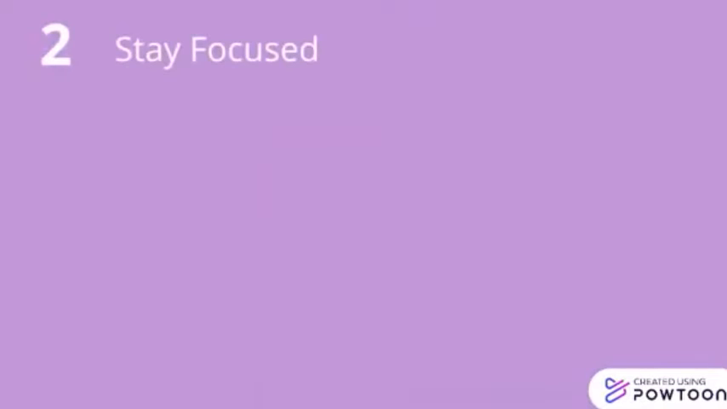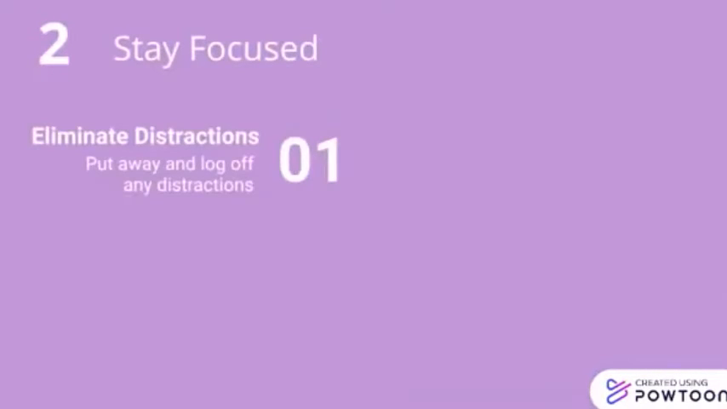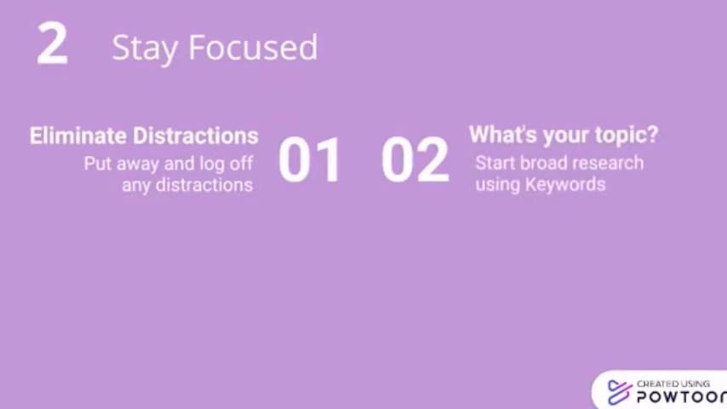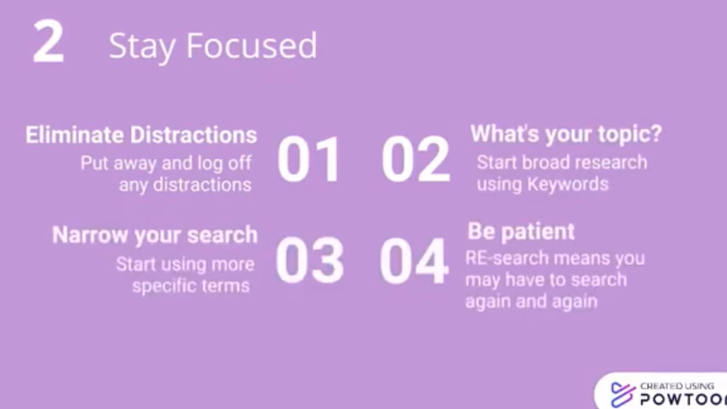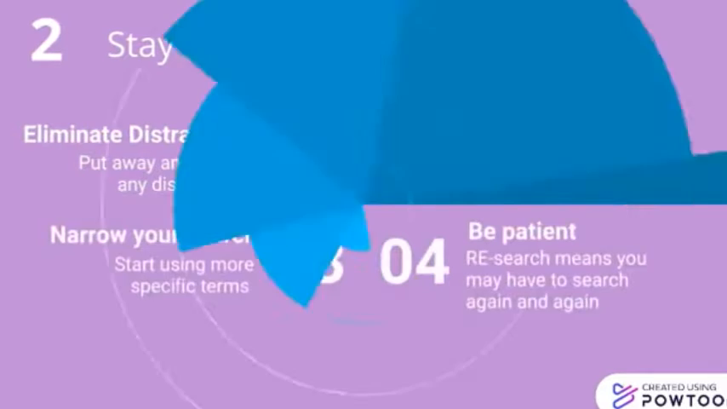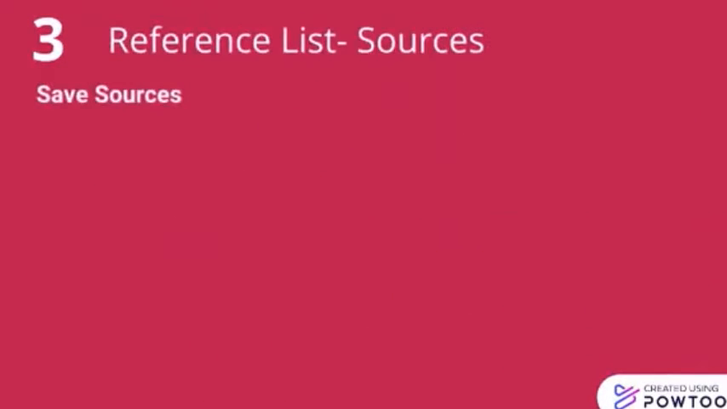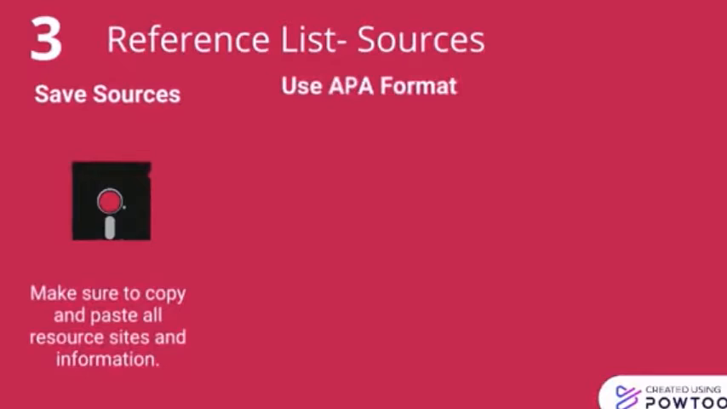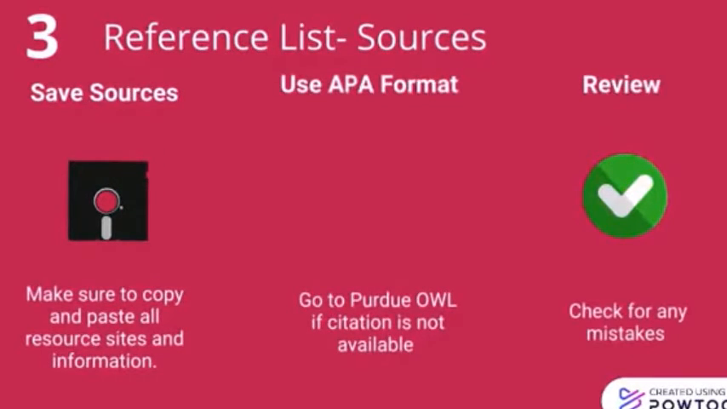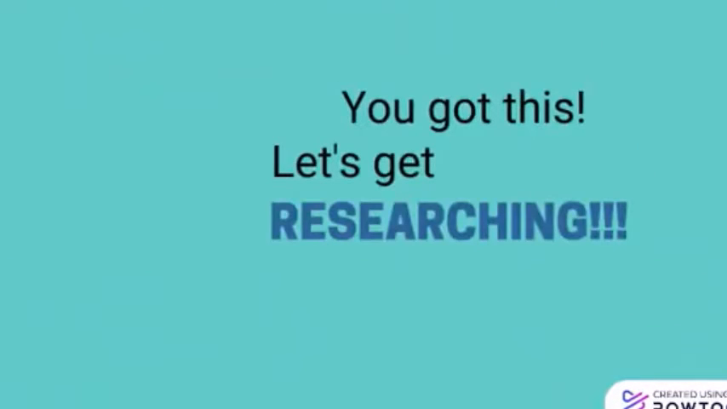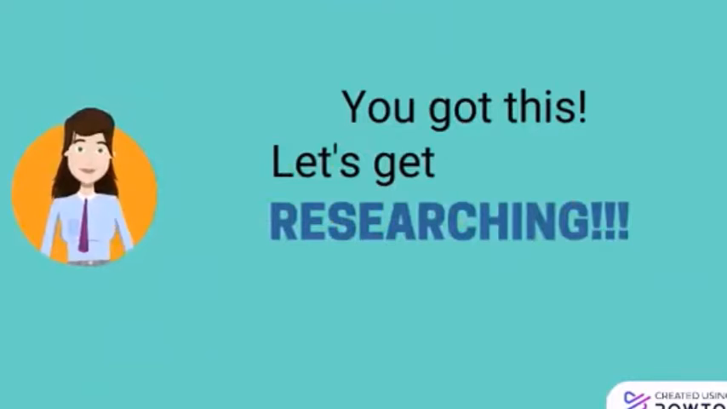Second, you want to stay focused. Eliminate distractions, narrow and refine your search, and then make sure that you keep in mind, research means you might need to search again and again. For your last step, you need to make sure that you have a reference list of your sources. Make sure that you save, format, and review your sources. Now it's your turn. Let's get researching.